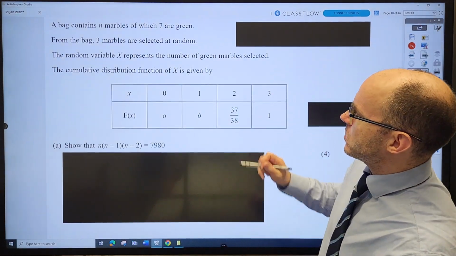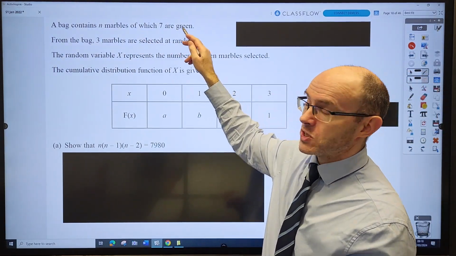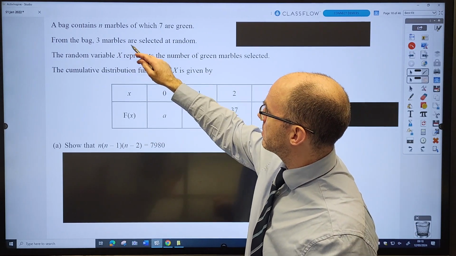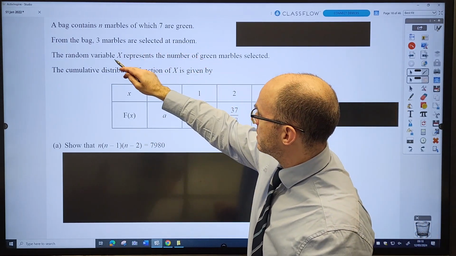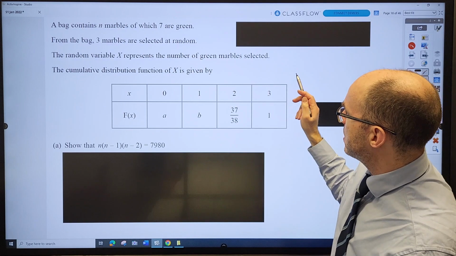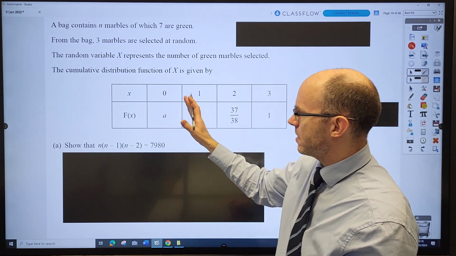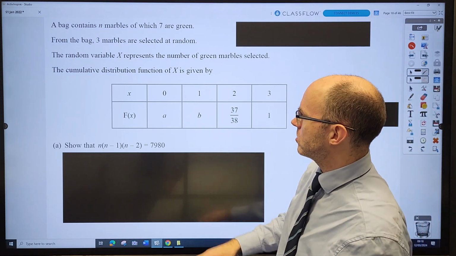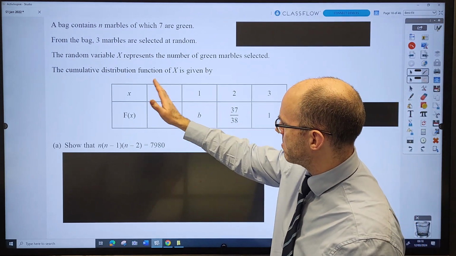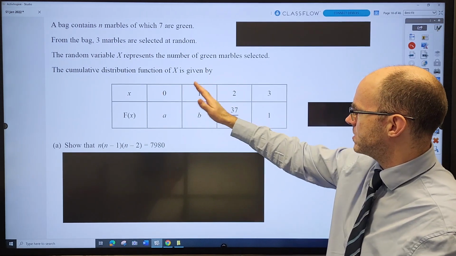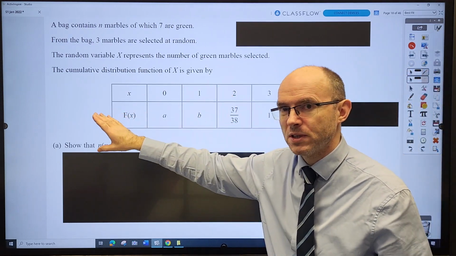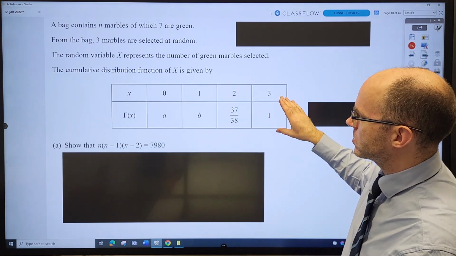So you've got a bag that contains n marbles, of which 7 are green. From the bag, 3 marbles are selected at random. The random variable x represents the number of green marbles selected. Cumulative distribution function. So that's probabilities added as you go along. So probability of 0, probability of 0 or 1, probability of 0, 1 or 2, probability of 0, 1 or 3. So that's the cumulative distribution function there.